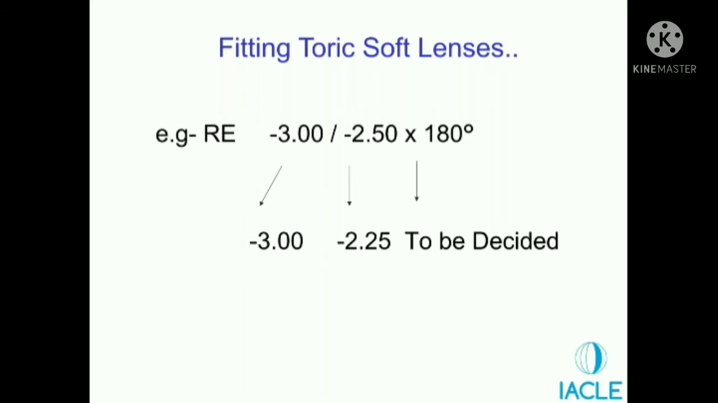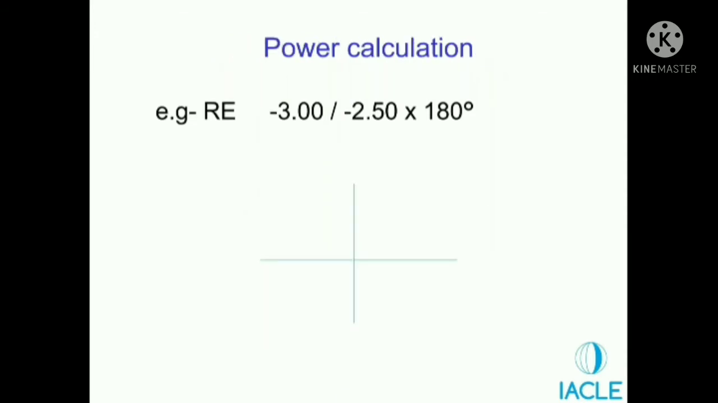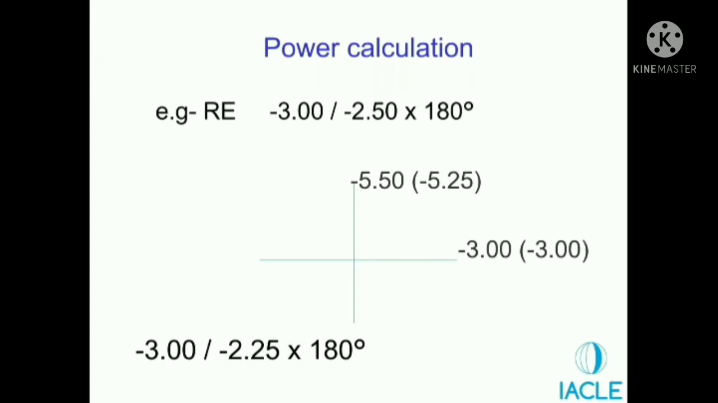Now what you will do is you will put -3 with 2.25 cylinder. Now for some of you, if you were confused, this is how it works. This is the optical cross. So -3, 5.5 becomes 5.25, and that's your power calculation, and that's your axis. Okay, now let's move.